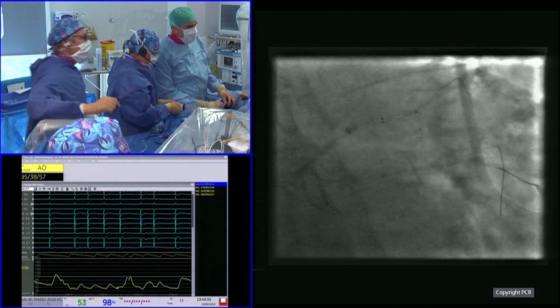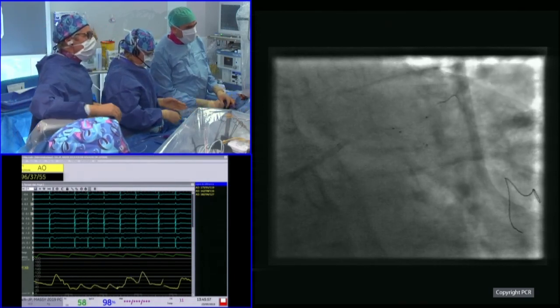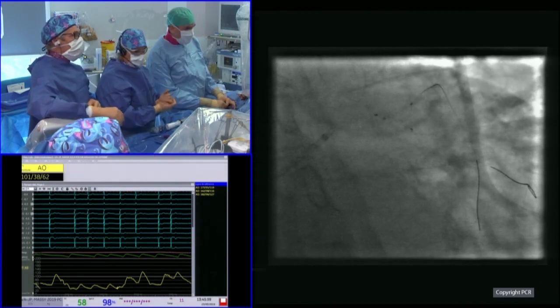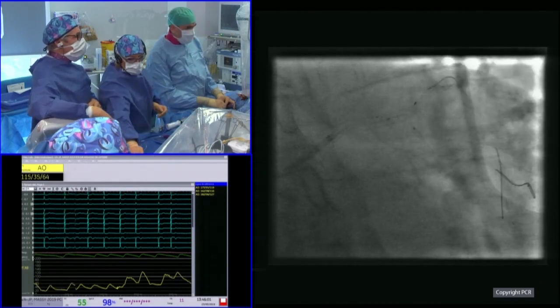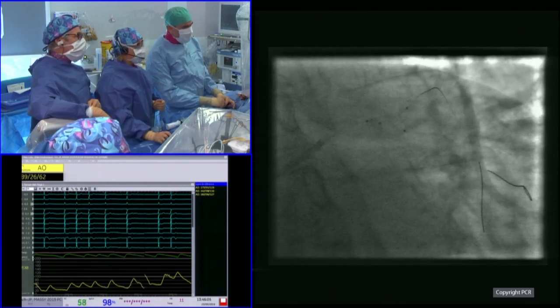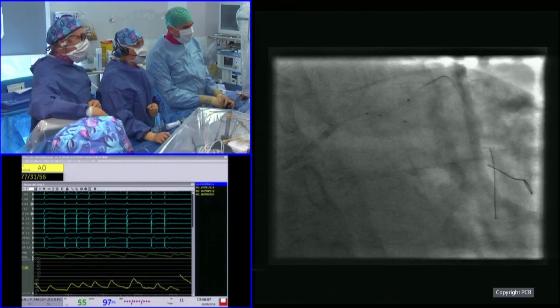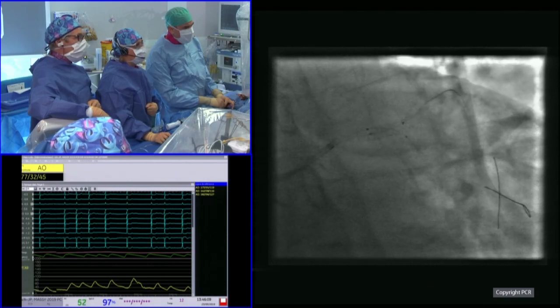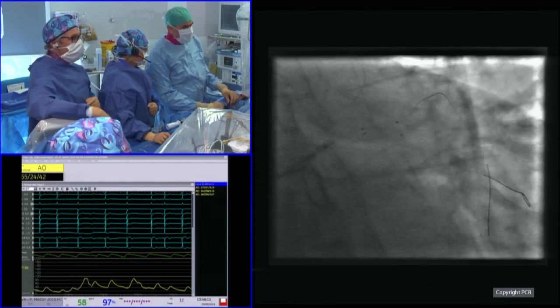So it's not an 8 millimeter balloon, Thomas? No. I don't like 8 millimeter balloons. So maybe you can pull back the balloon a little bit in the circ. I think the circ is not so bad. The LAD is a little bit. So we just want to open the circ. Okay, un petit test.